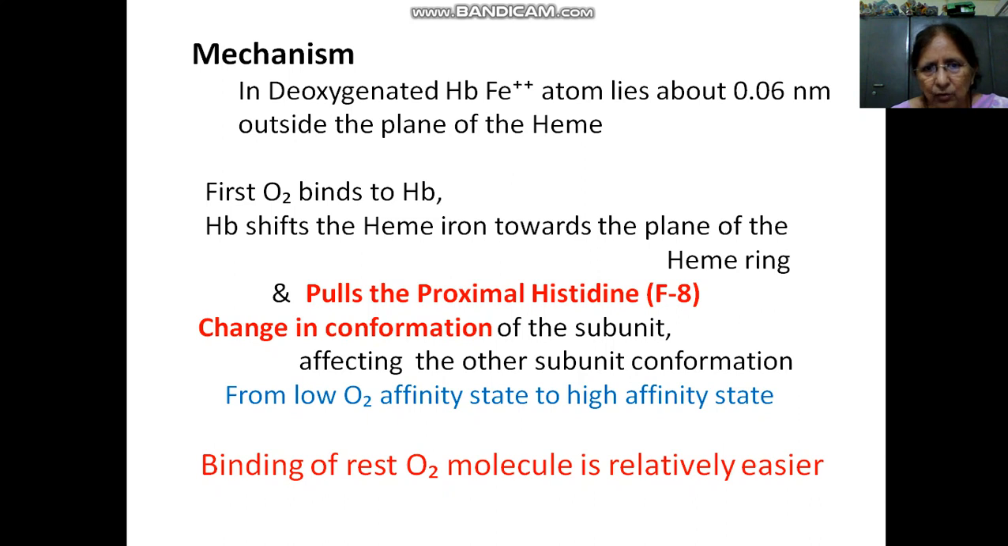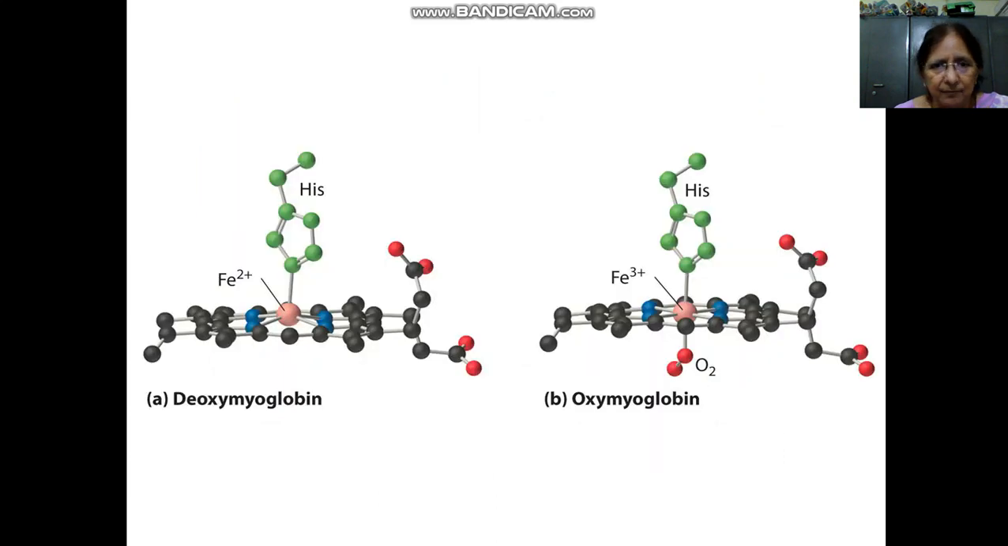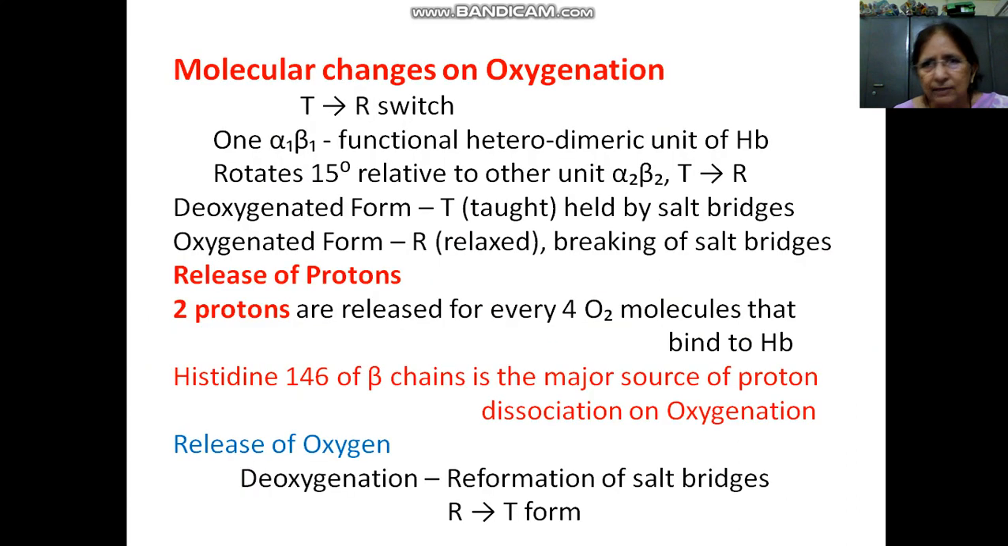And now the hemoglobin changes from the low oxygen affinity state to the high affinity state, and that is why the binding of the rest of the oxygen molecules is relatively easier. You see, in the deoxygenated form, heme is domed and non-planar, but in the oxygenated form, heme is planar when the oxygen molecule is attached to the ferrous iron. In the same way, see deoxymyoglobin and oxymyoglobin. You see the conformational change in the oxymyoglobin when the oxygen molecule attaches to it.